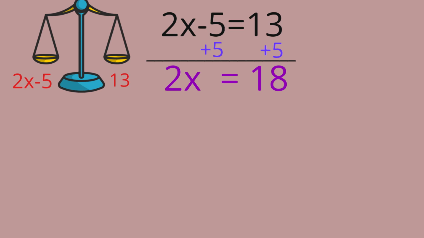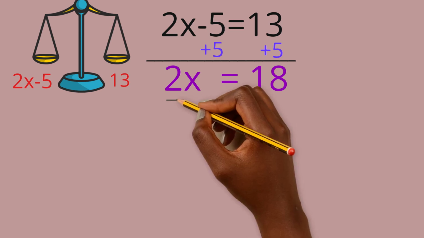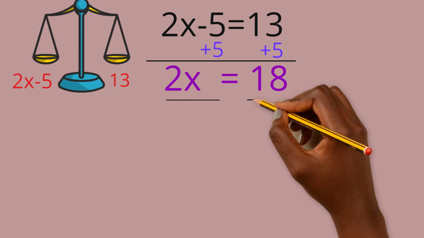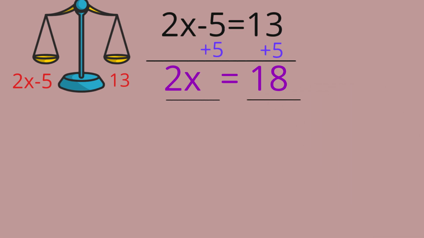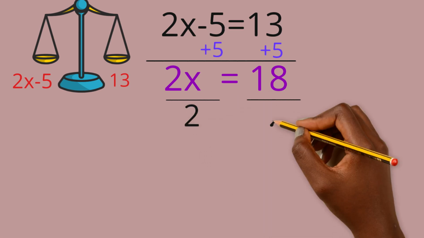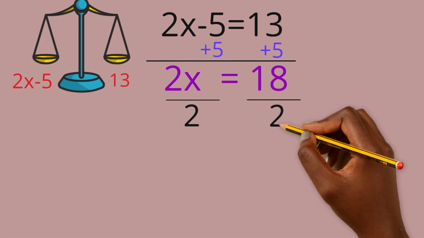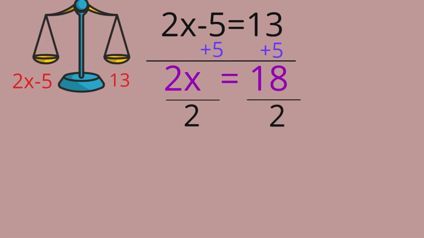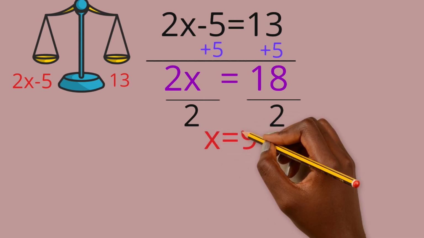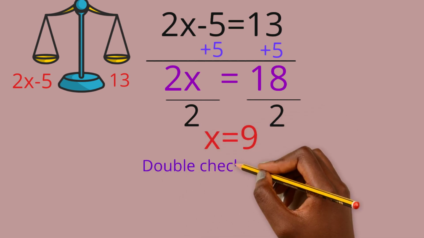2x can be read as 2 multiplied by x. So the inverse would be to divide. If you want x by itself, we need to cancel out our coefficient, which is 2. So 2x will be divided by 2 on the left, and we will do the same thing on the right. It means our answer will be x is equal to 9.